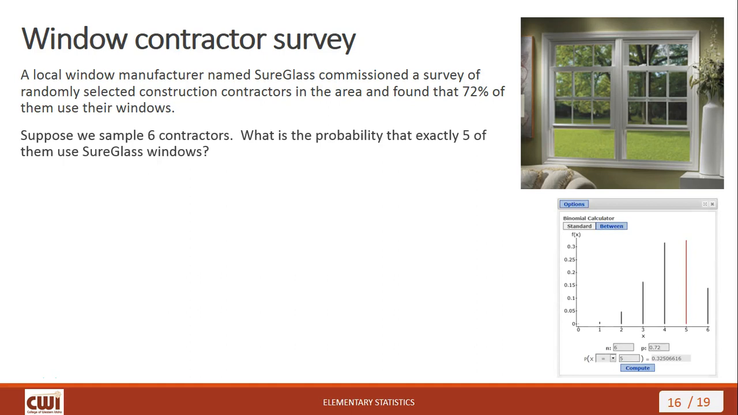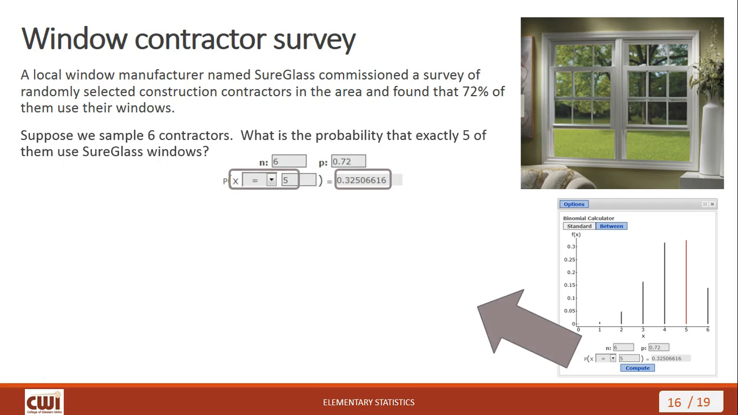Well, if we go into StatCrunch and go to our binomial calculator, we can put in the values for our variables. So we have 6 trials, that's n. Then the probability of success is 72%, so 0.72. And then we want the probability that exactly 5 of them, so that's going to be equals 5. And then we press compute, and out comes our probability.